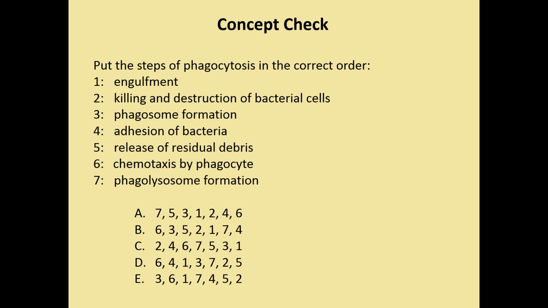So looking at the steps for phagocytosis, what's the first step? Well, you're going to have chemotaxis by a phagocytic cell. You're going to have adhesion. You're going to have engulfment. You have phagosome formation, phagolysosome formation. You're going to have killing and destruction, and then release of debris and antigen presentation.